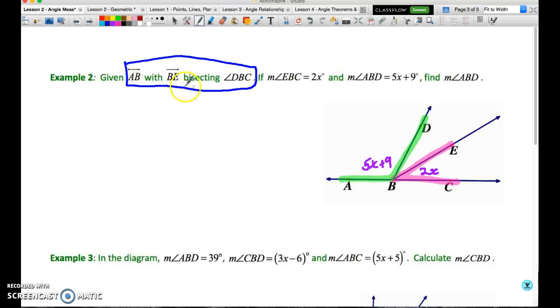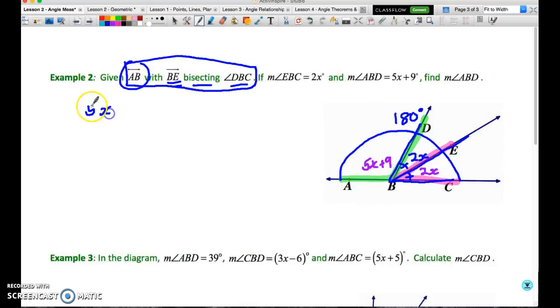There's one other piece of information I have not yet used or put onto the diagram. We're given line AB. We have BE bisecting angle DBC. So angle DBC is bisected, which means it's cut in half by ray BE. And that means that this angle here must be equal to this angle here, which allows me to write 2x in for the measure of angle DBE. And I can now use the fact that since this is a line, it's a straight angle, and the measure of angle ABC is going to be 180 degrees, and that allows me to find my equation: 5x plus 9 plus 2x plus 2x equals 180, and now I'm going to solve for x and sub back.